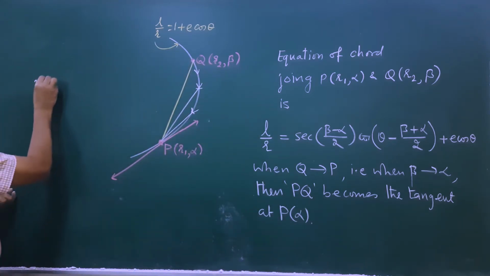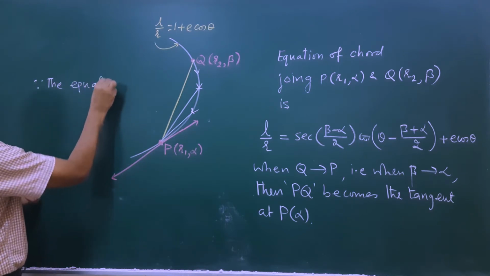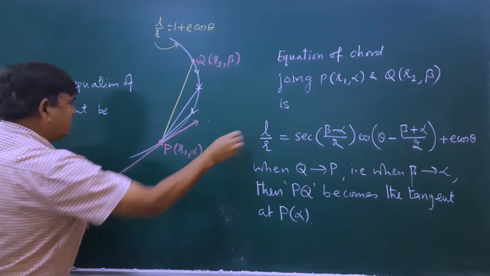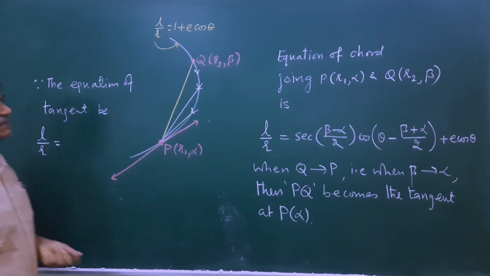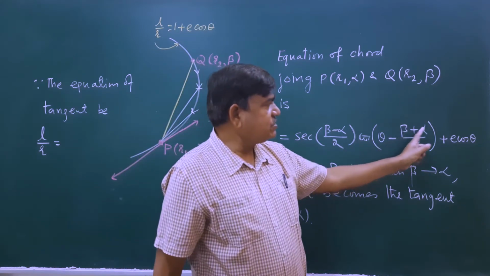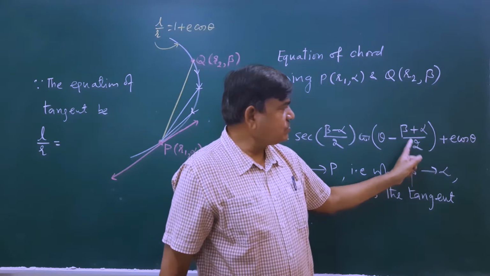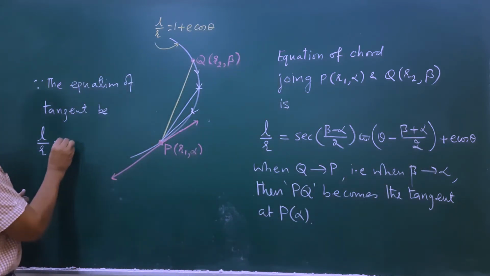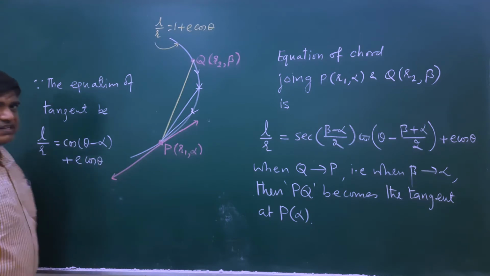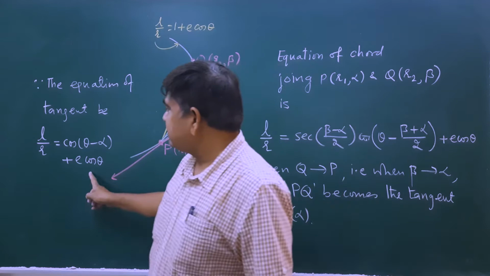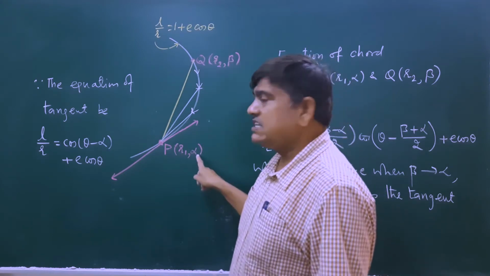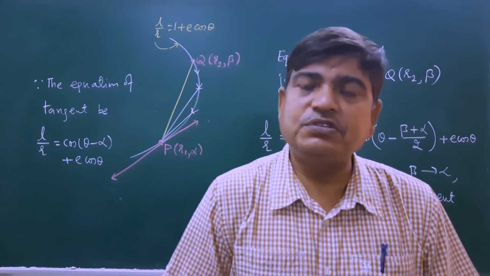Therefore, the equation of the tangent at P is L upon R equals sec 0 times cos of (theta minus alpha) plus E cos theta. Beta tends to alpha, so this part is 0 and sec 0 is 1. Beta plus alpha over 2 becomes 2 alpha upon 2, so alpha remains, and it is cos theta minus alpha. This is a very important equation. This is the equation of the tangent of the conic L upon r equals 1 plus e cos theta at the point alpha. You have to remember this.